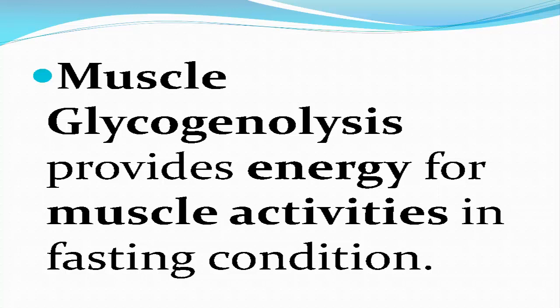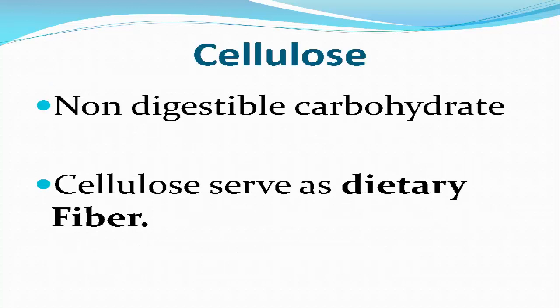The next type of homopolysaccharide is cellulose. Cellulose is a homopolysaccharide that, unlike starch and glycogen, we cannot digest. This kind of polysaccharide we cannot digest in our intestine. So it remains in the intestine and forms a very important part of the diet known as dietary fiber. Although it is not absorbed, still it is an important thing. Why? We will come to it later.